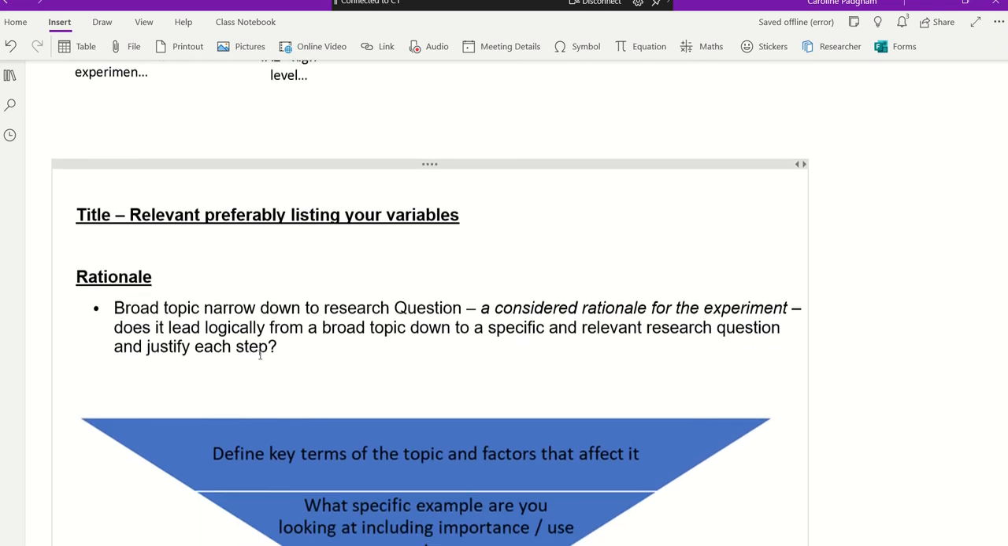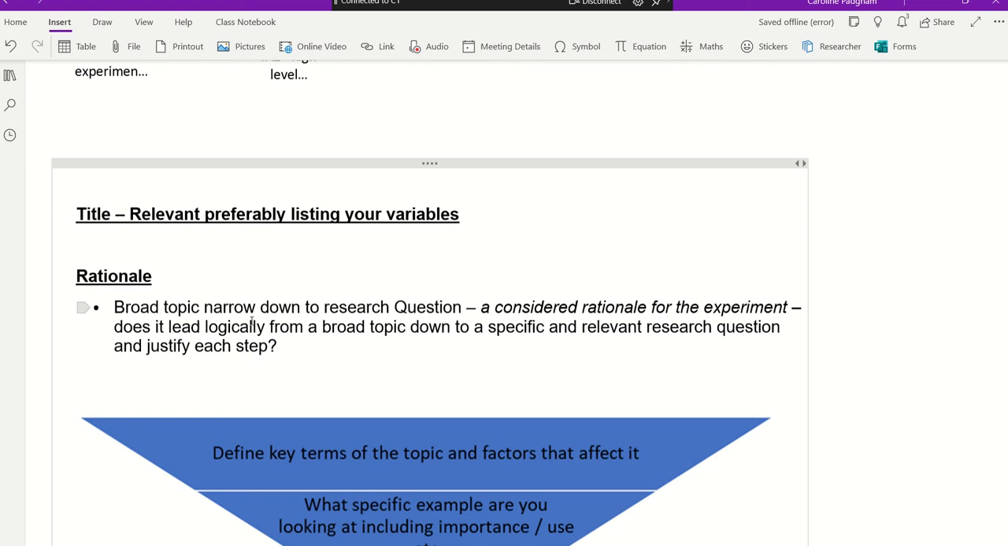Alright? So, you need a title, preferably listing your variables. So if I was doing my possums, again using that possum example, I could look at abundance of possums in different light conditions. Okay? So see how I've used my two variables in the title? It's really good to make it really clear what you're actually doing your research on.